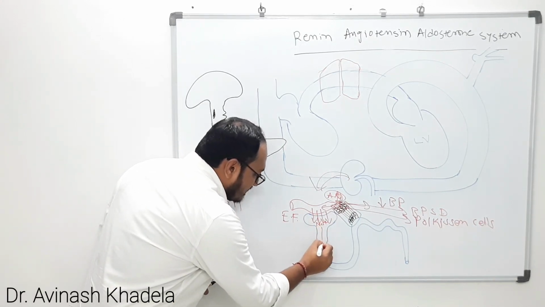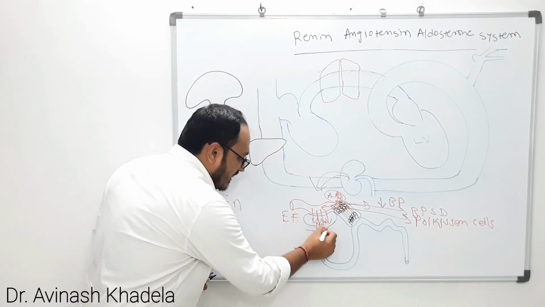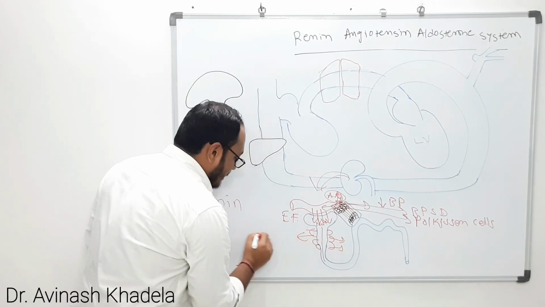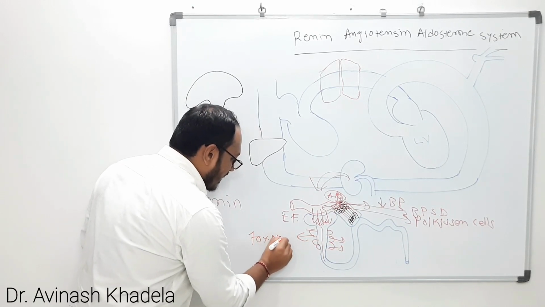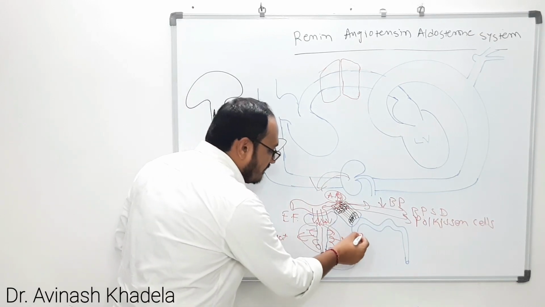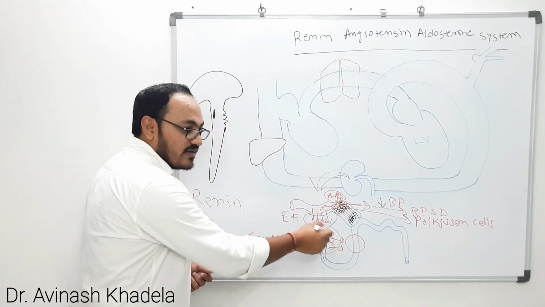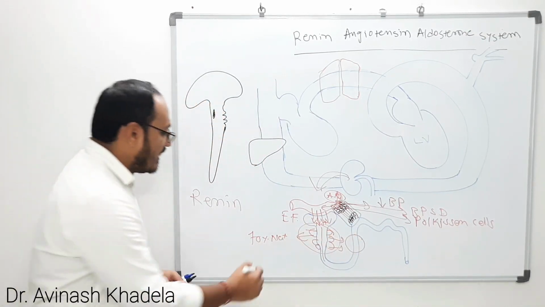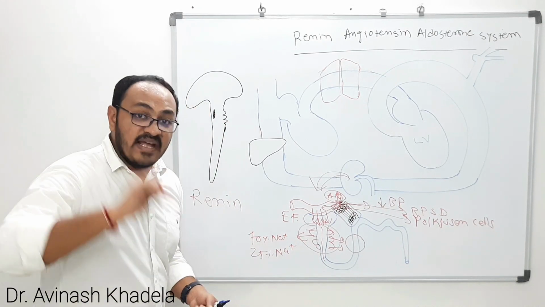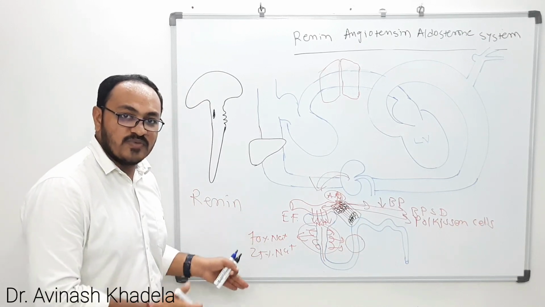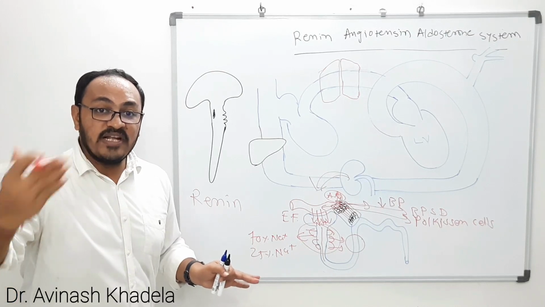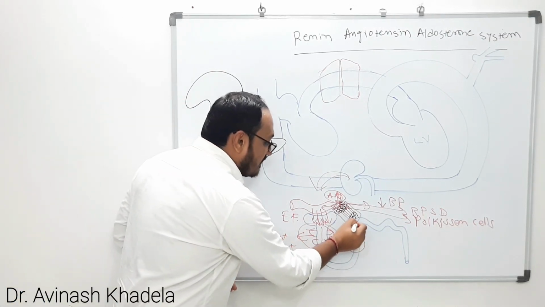Now when sodium passes through this area, there are certain cells which will reabsorb the sodium. 70% of the sodium will be reabsorbed in this area, and the rest of the sodium will be reabsorbed in this area. This is the ascending loop of Henle, where a further 25% of sodium will be reabsorbed. If you sum up this 70 plus 25, around 90 to 95% of sodium will be reabsorbed. But the remaining 5 to 10% of sodium will travel to this area.